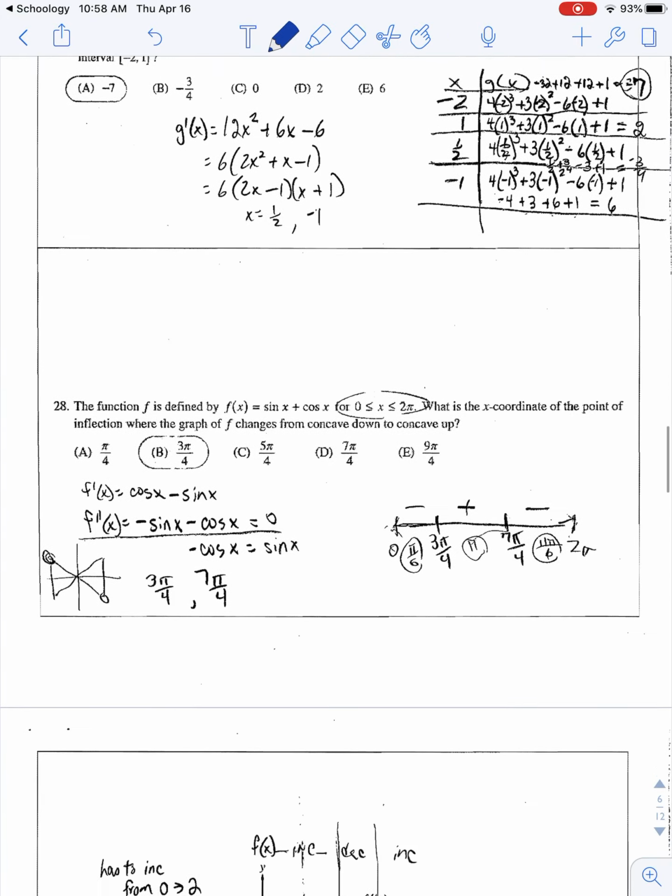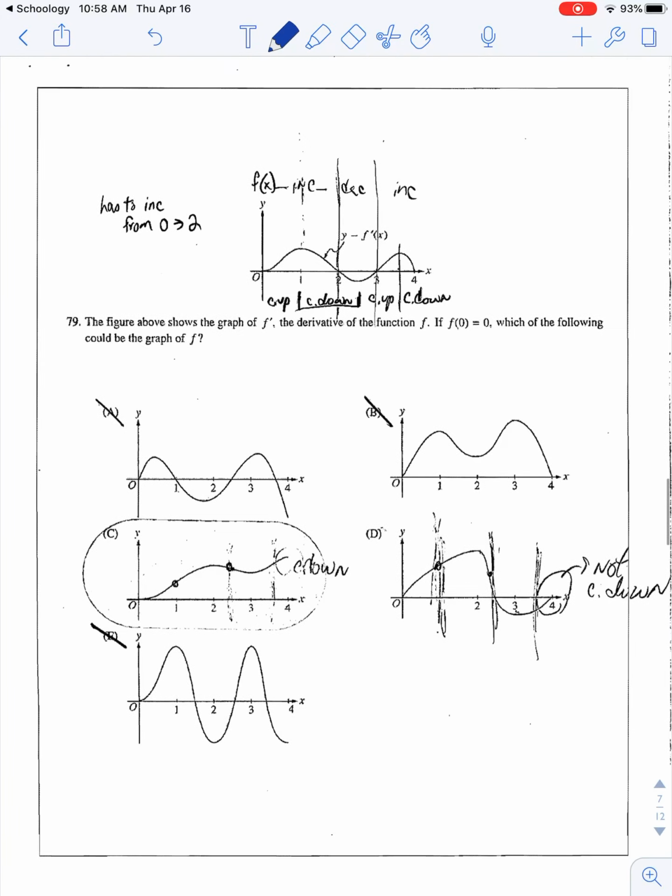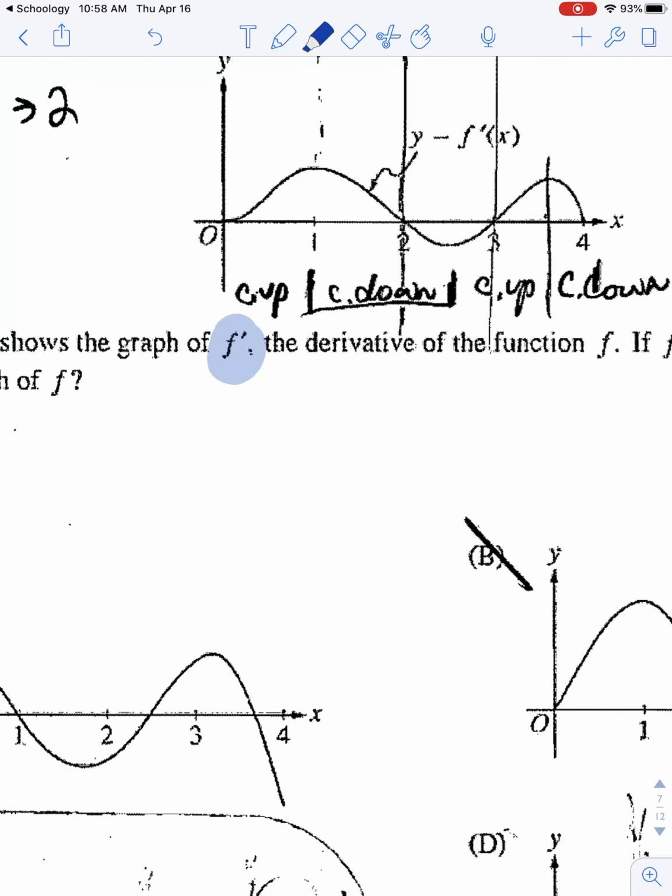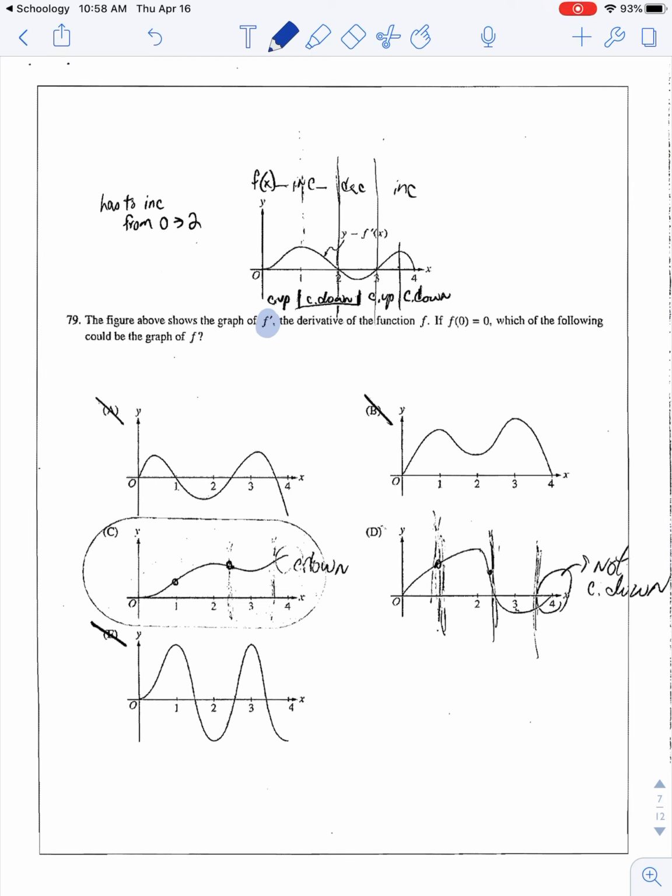Okay. If I move down to number 79 here, again, always pay attention. What graph are you given? You're given the graph of the velocity, the derivative. So we have the graph of the derivative. It's asking for what is happening for f. So think of it this way. When the derivative is positive, the function will be increasing. Okay, so from 0 to 2, the function has to be increasing because the derivative is above the x-axis. It's positive.